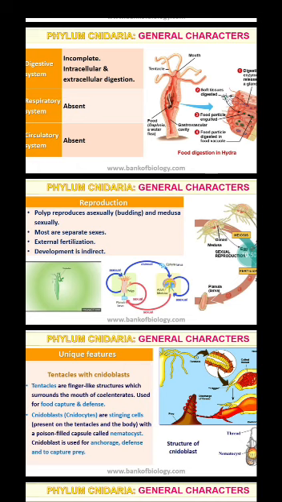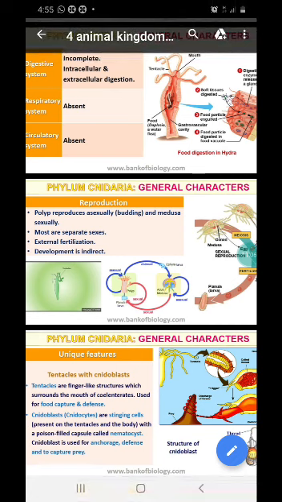Clear? And extracellular means it happens inside a cavity or a digestive system or particular tubes, which is called extracellular digestion. So they possess incomplete intracellular and extracellular digestion, and the respiratory system and circulatory system are completely absent in them.